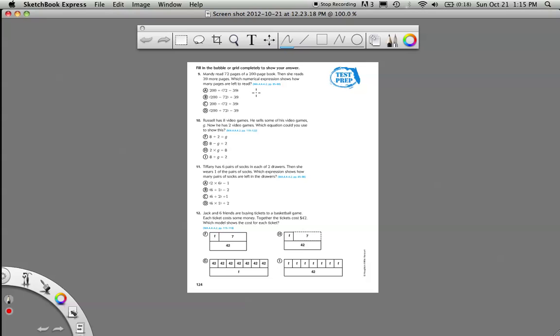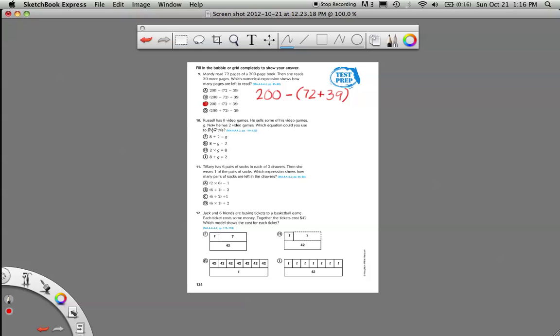Well, I've got to start with the 200 because that's how many pages are in the whole book. And then if I'm reading them, that means I'm taking that out of the total that I have to read. She read 2 different amounts. She read 72 on Monday, and she read 39 on the next day. I have to add those 2 together because these are how many pages she read all together, and subtract that from how many we started with. So 200 minus 72 plus 39, and that's C.